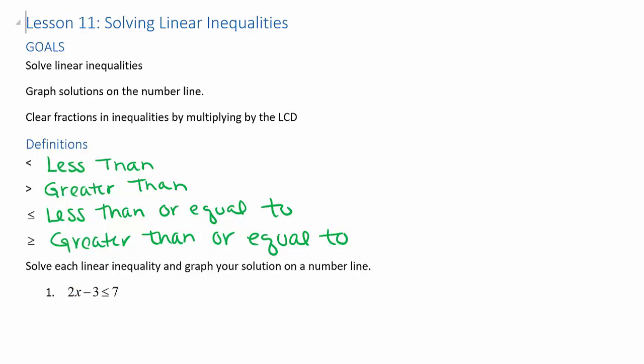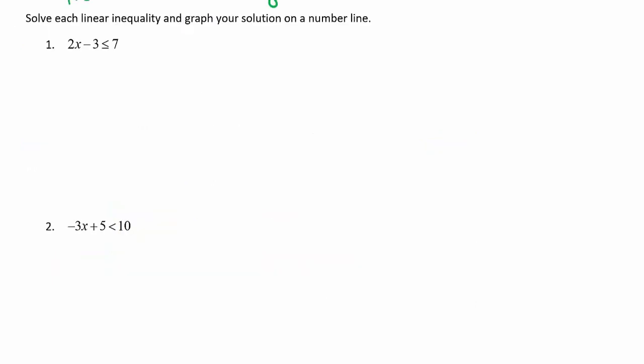Just to quickly review, a true statement using the less than symbol would be something like 5 is less than 10, or -7 is less than -2. So let's start by solving some linear inequalities, and then we're going to graph our solution on the number line.